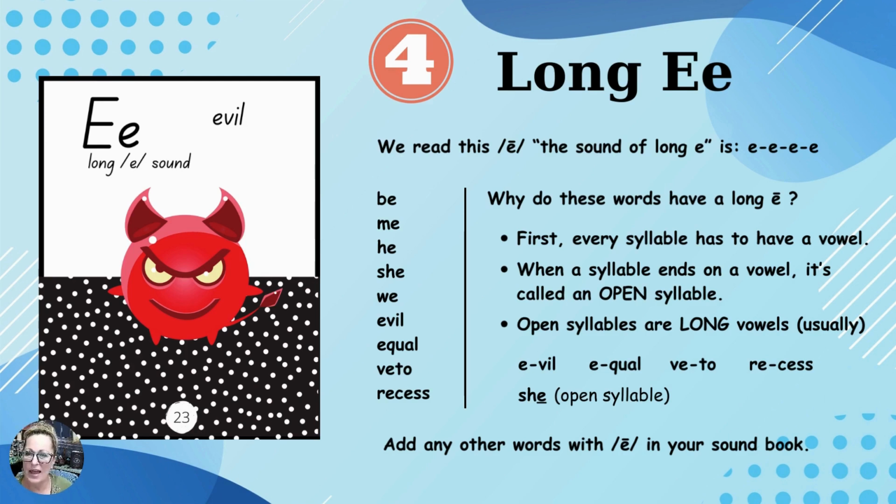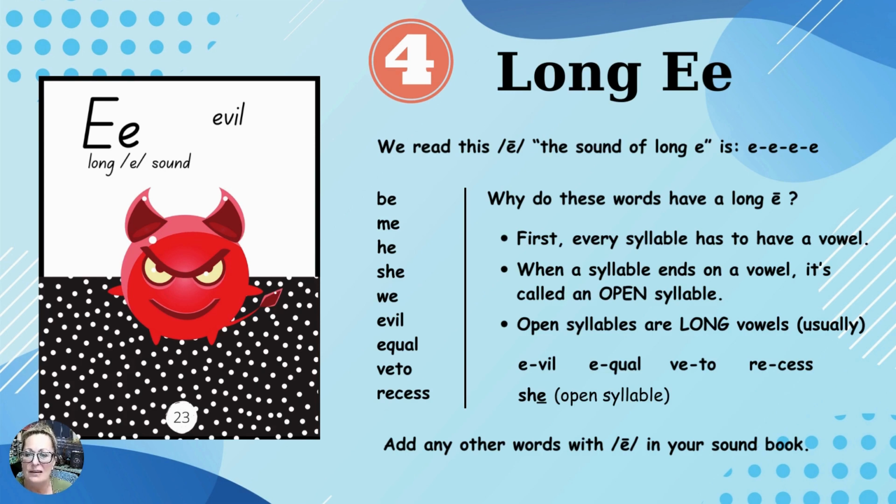So these words end with an E. They're single syllable words. The E is on the end. That makes them an open syllable. So that's why they're long. All right, the other rules are when you have, let's look at evil, equal, veto, and recess. So when you split up a word into its syllables, when a syllable ends on a vowel, that's an open syllable. And open syllables are usually long.